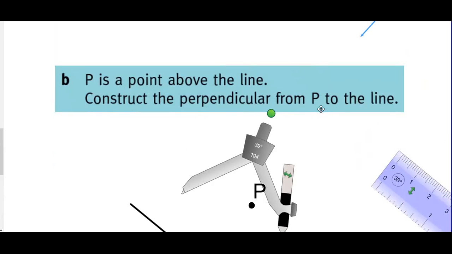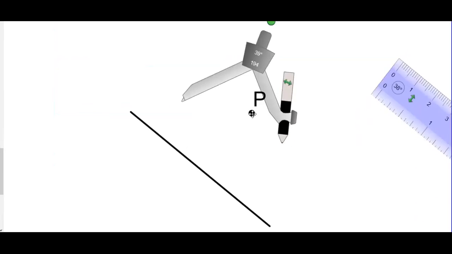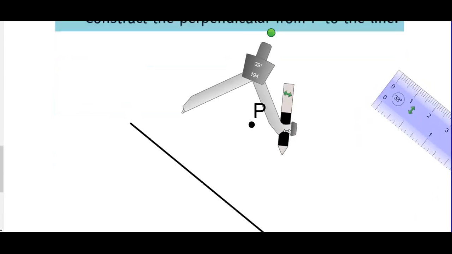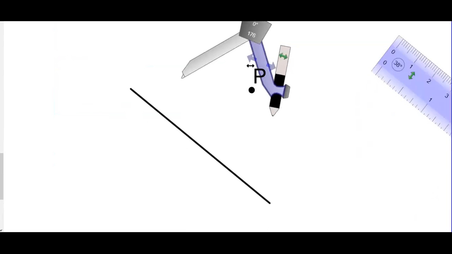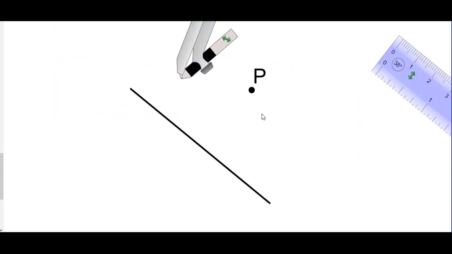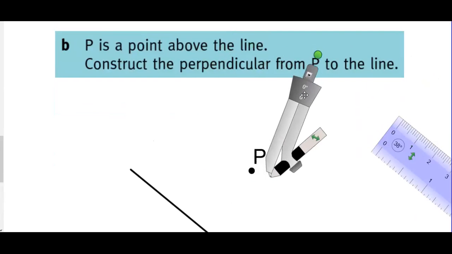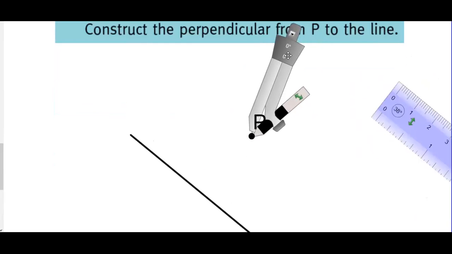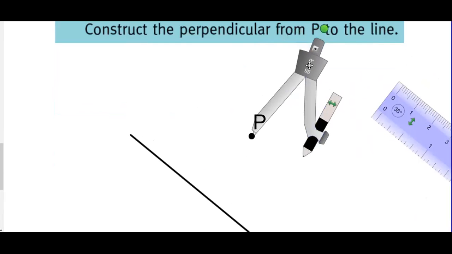Remember they say P is a point above the line. Construct the perpendicular from P to the line. The perpendicular will start from P to the line. What I'm gonna do, I'm gonna take my pair of compass, close it like this, and then put my sharp point somewhere here. You see this sharp point? Put it here on point P, like that.